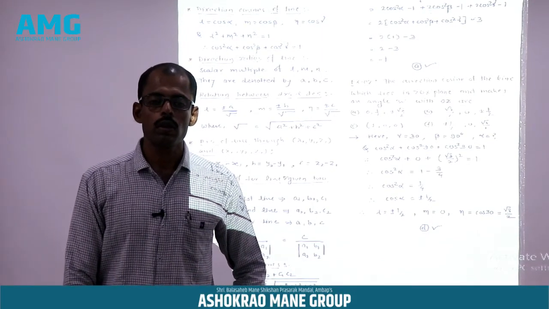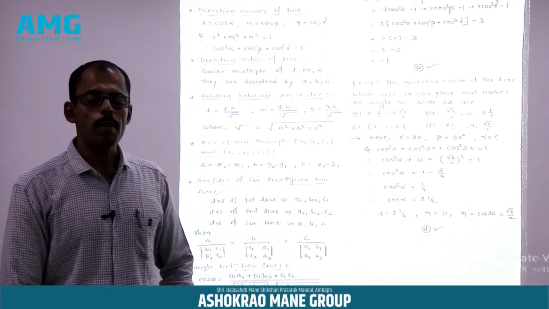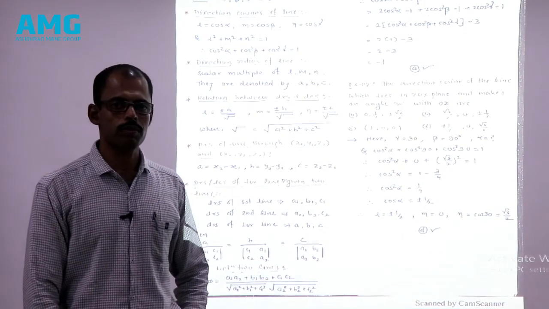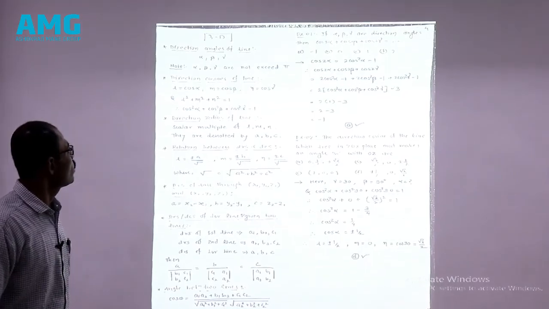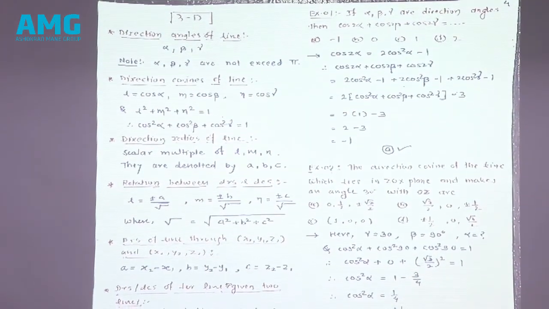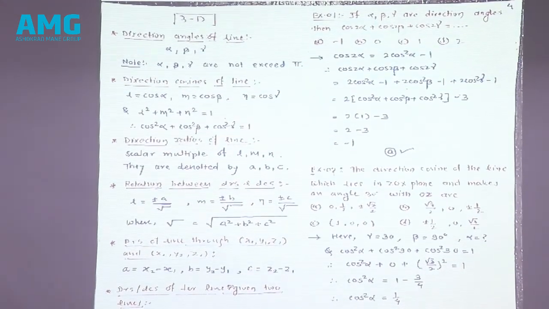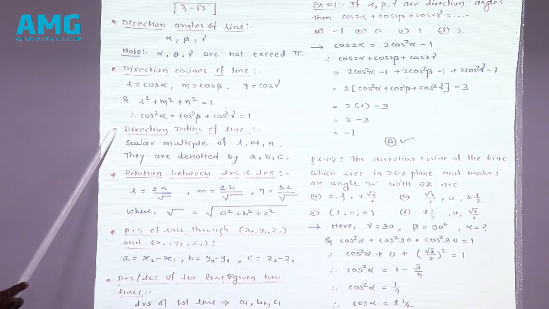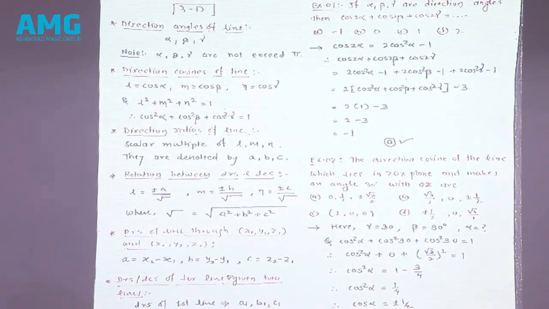Hello friends, we now discuss three-dimensional geometry. It is the second unit of this our session, that is three-dimensional geometry. Three-dimensional geometry contains 3 most important points, that is the direction angle, direction cosine and direction ratios of the line.